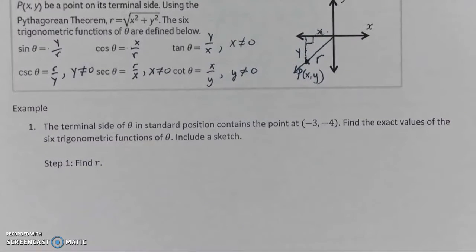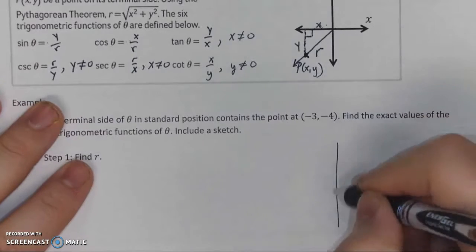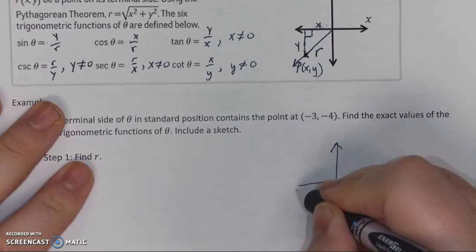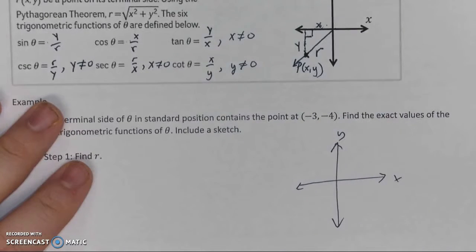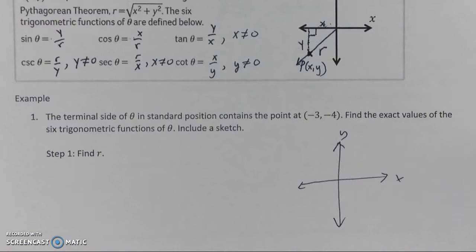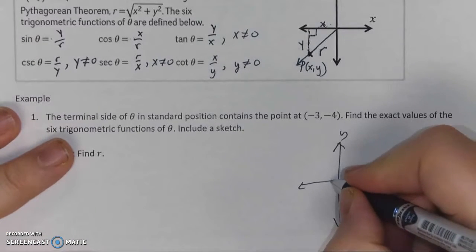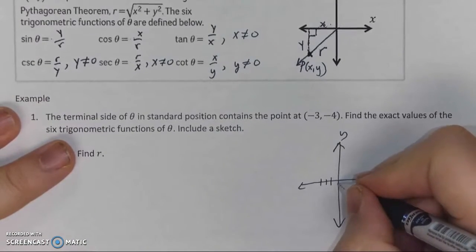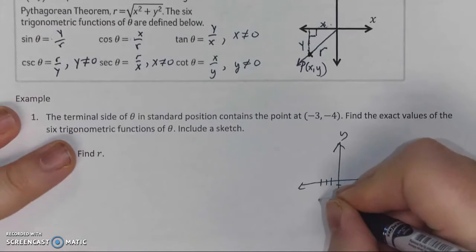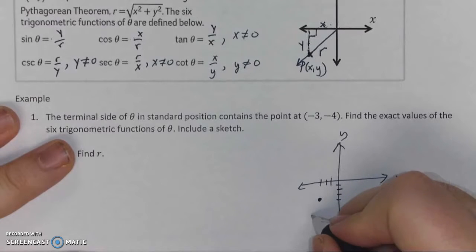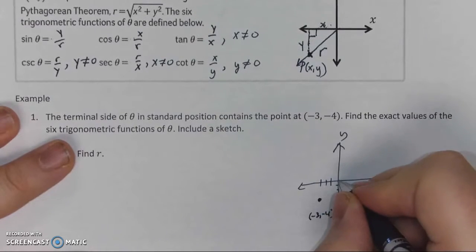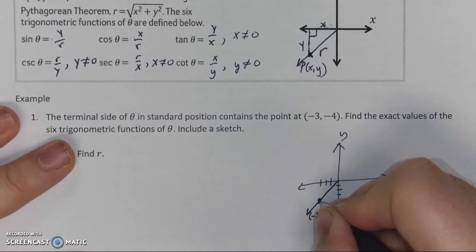So let's look at an example. It says the terminal side of theta in standard position contains the point (-3, -4). Find the exact values of the 6 trigonometric functions of theta. Include a sketch. So let's start with the sketch. Here's my coordinate axes, x, y. And our terminal side has the point (-3, -4). So let's plot the point first. So -3: 1, 2, 3, and down 4: 1, 2, 3, 4. So this is the point (-3, -4), and it is on the terminal side of this angle.